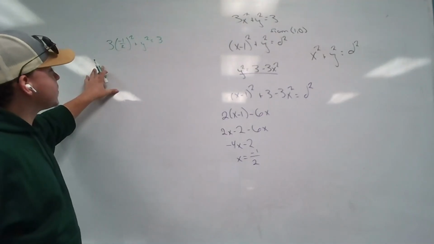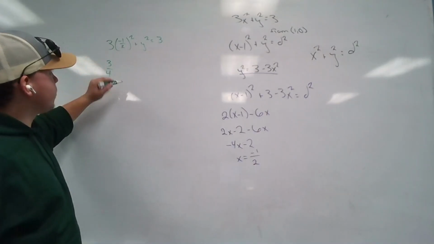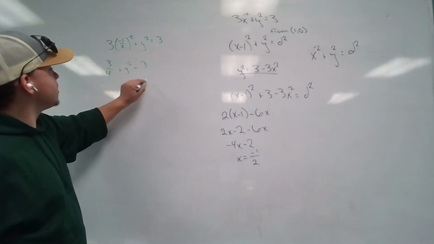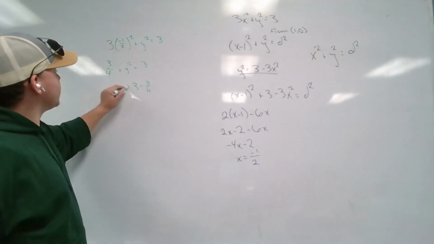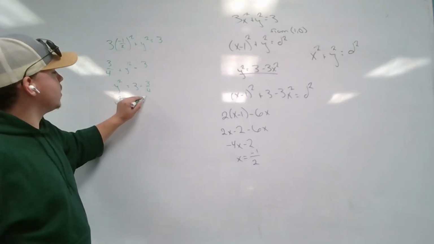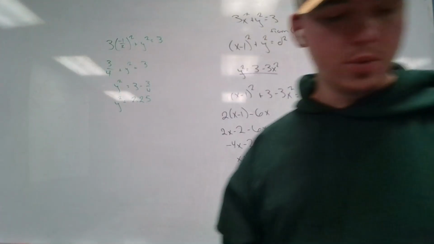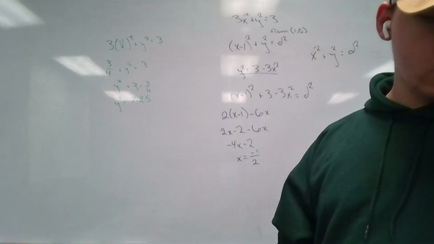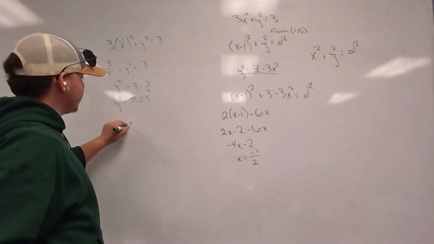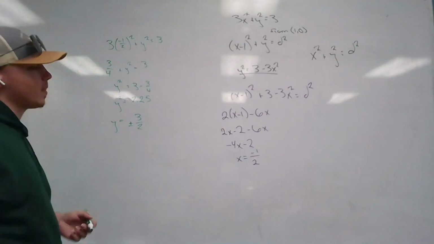So 3 times (negative 1/2) squared. Negative 1/2 squared is going to be 1/4, which is going to end up with 3/4. 3 times 1/4 plus y squared equals 3. So 3 minus 3/4 equals y squared. So y squared equals 2.25, which is just 3 minus 0.75. And all we have to do is take the square root of that, which is conveniently 1.5, or 3 over 2. But since it's a square root, it's going to be plus or minus 3 over 2. So y equals plus or minus 3 over 2.